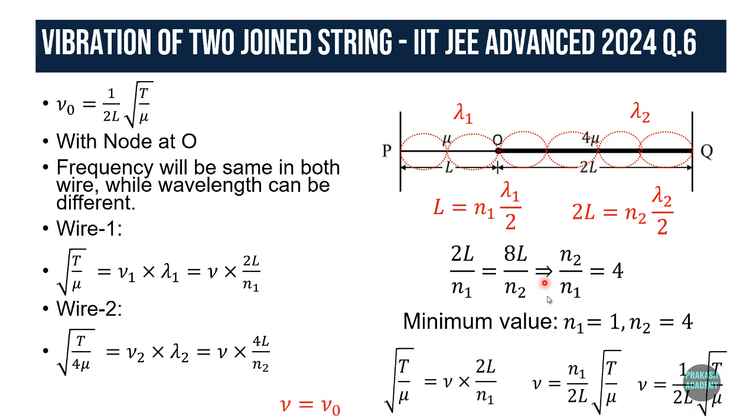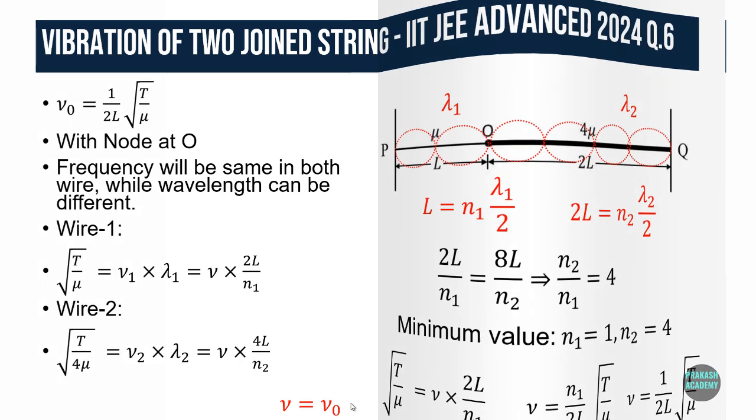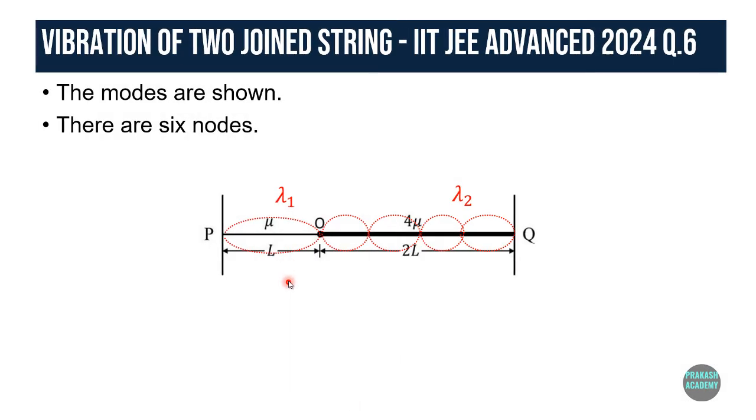So when I have a node at O, the lowest frequency will be nu naught, because nu naught is the same as this value nu. I can have a higher frequency. If I take N1 equal to 2, I will have a higher frequency, but the lowest frequency will be equal to nu naught. Now this situation is shown here. So in wire 1 I will have one loop, and in this case I will have 4 loops. So these are the modes of vibration.